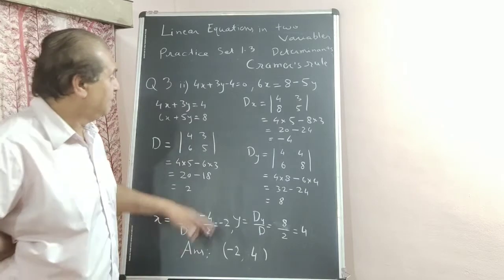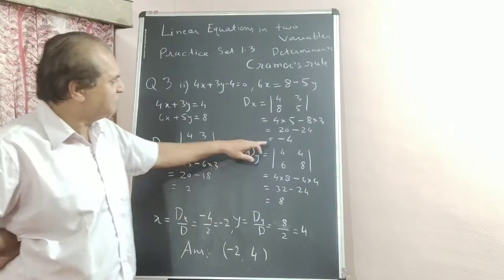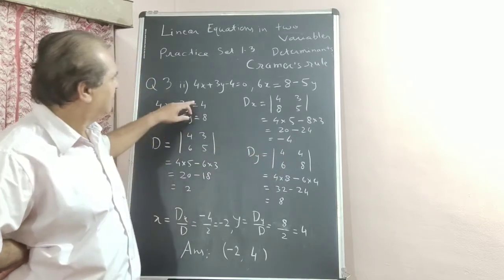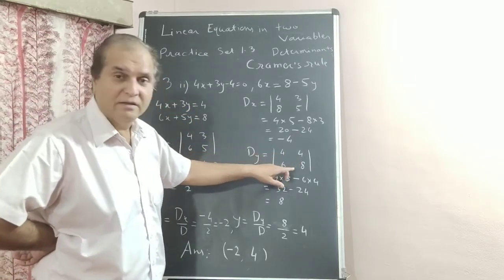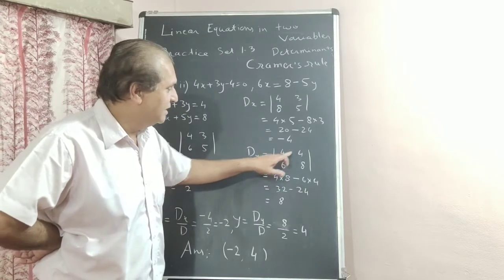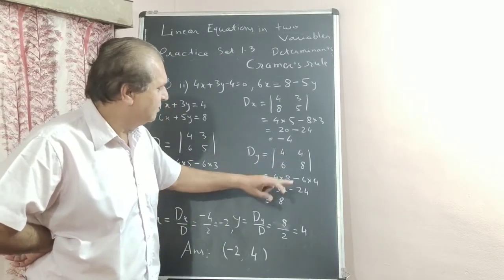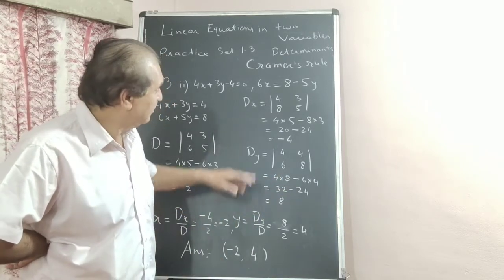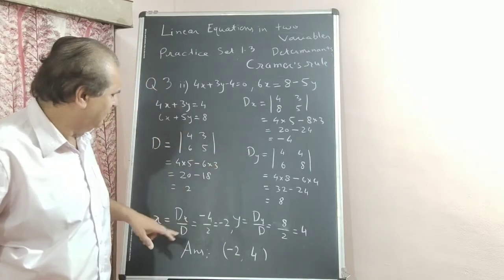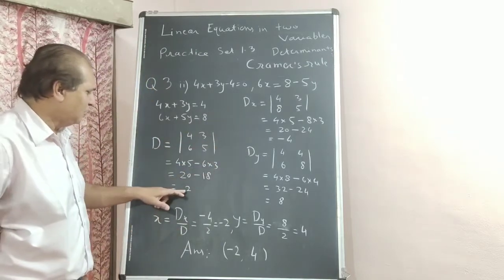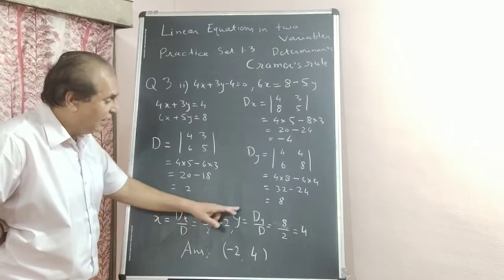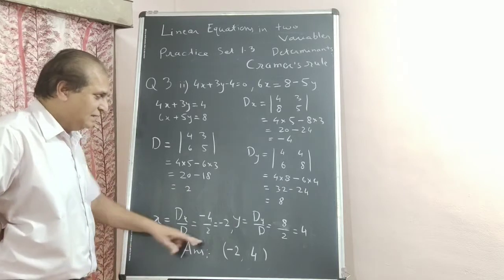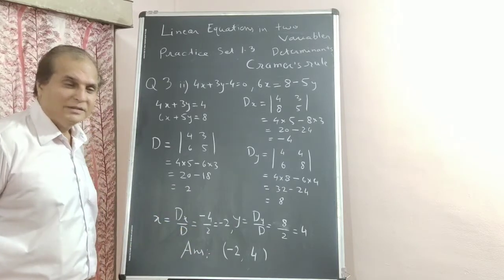Dy. Now the x position will be like this, a1 a2, and this is c1 c2, 4 and 8. So 4 into 8, don't change direction, minus 6 into 4. 4 into 8 minus 6 into 4, 32 minus 24, 8. We got D, Dx, Dy. Then simple. x is Dx upon D, minus 4 upon 2, that is minus 2. y equal to Dy upon D, that is 8 upon 2, that is 4. Answer: minus 2, 4. Simple.